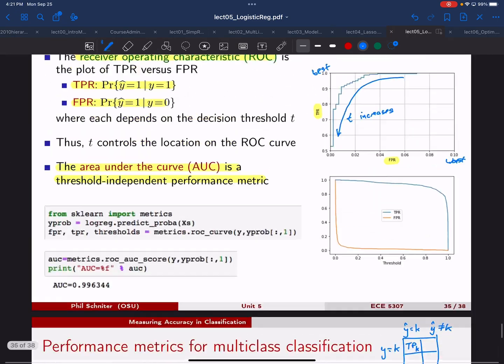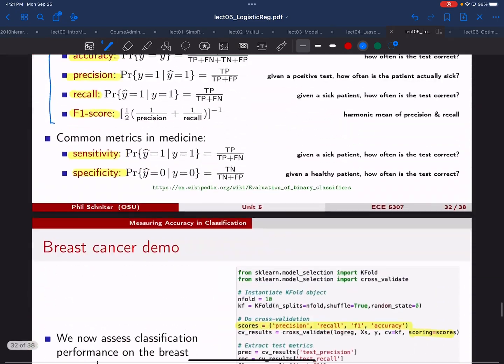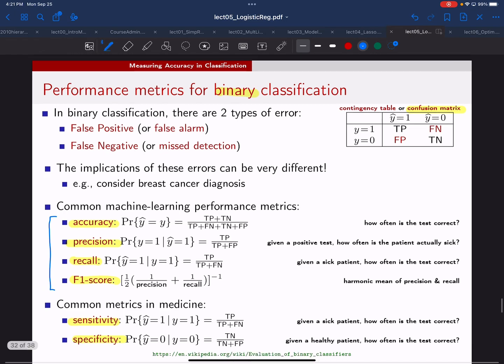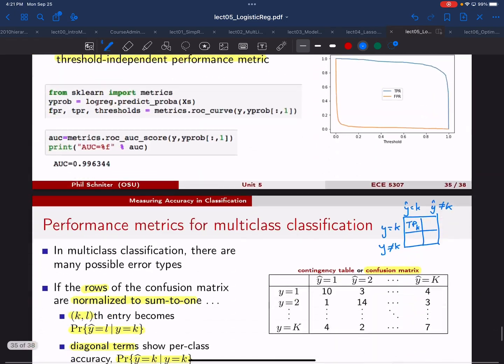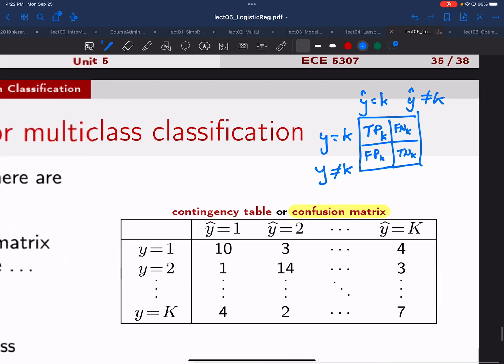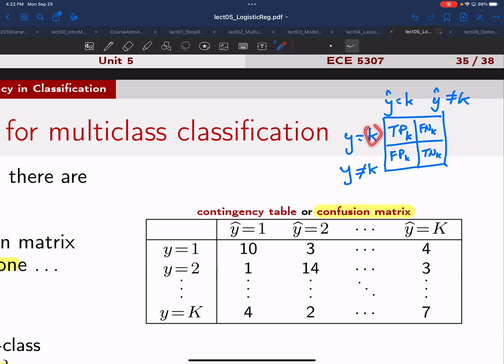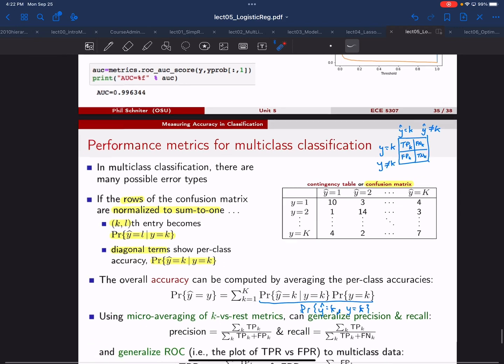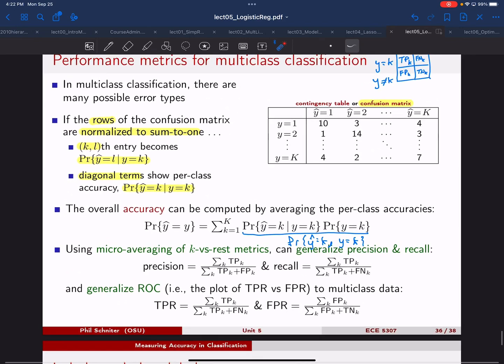Let's see, what do we have? Then we have, it's basically the same as this table. False probability K, false negative K, and true negative K. So depending on which value of K you're holding out here, all these numbers will change. But for any given K, you can compute those numbers.